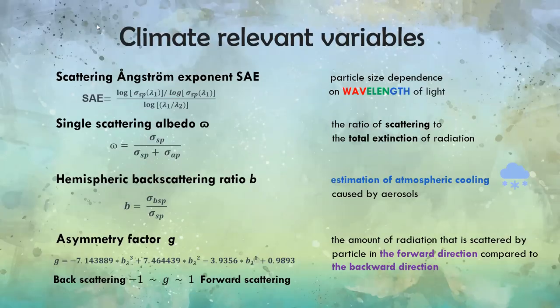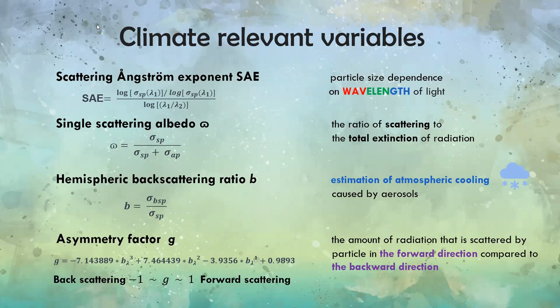Here are other very important climate-relevant variables. Scattering Angstrom exponent, which characterizes the dependence of particle size on the wavelength of light. Then single scattering albedo is the ratio of scattering to the total extinction of radiation. Extinction is the sum of scattering and absorption of light by aerosols.